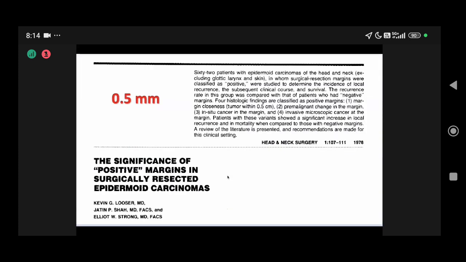When we see in the literature this magic figure of 5 millimeter margin, let us see that this concept came from the paper by Elliot Strong and Jatin Shah in 1978, where the recurrence rate in this group of 62 patients was compared with patients who had negative margins, and a positive margin meant a margin which is close, or less than 5 millimeter from the tumor, along with other histopathological aspects.